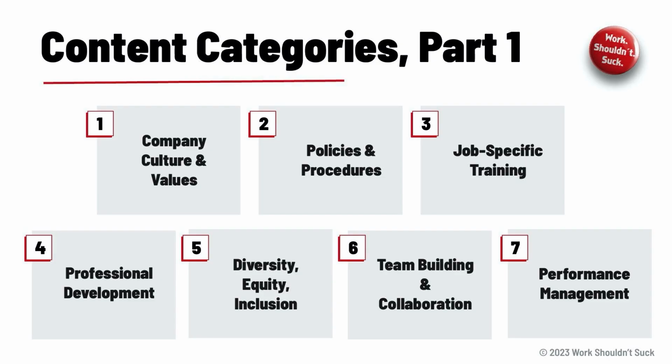The first, company culture and values. Number 2, policies and procedures. 3, job-specific training. 4, professional development. 5, diversity, equity, inclusion. I would think broadly about this, so I would include anti-racism, anti-oppression, justice, however your organization defines this work for you. 6, team building and collaboration. And 7, performance management.